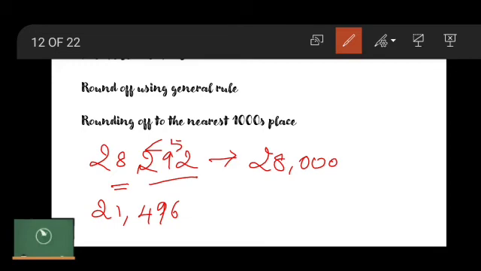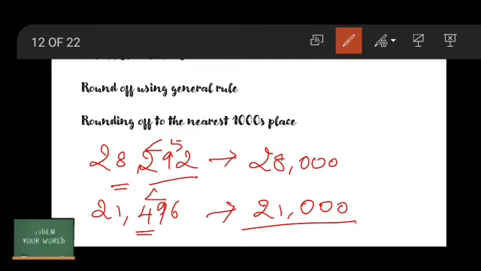21,496. So here also the number which is given in the hundreds place value is less than 5. So no changes will be made to the thousands place value. We will be replacing the number with zeros, so that the answer we get is 7,000.